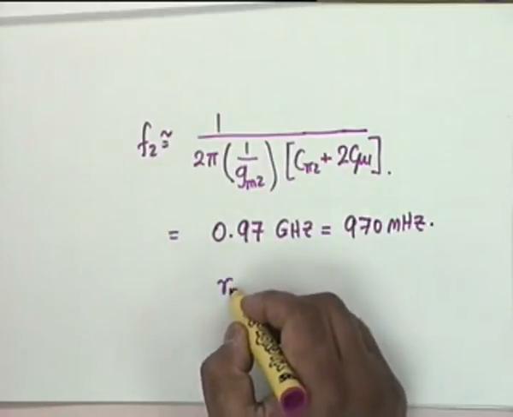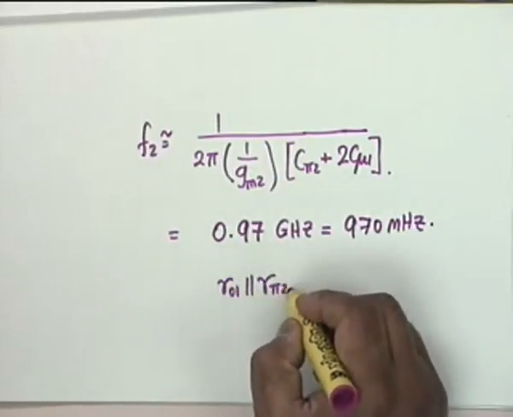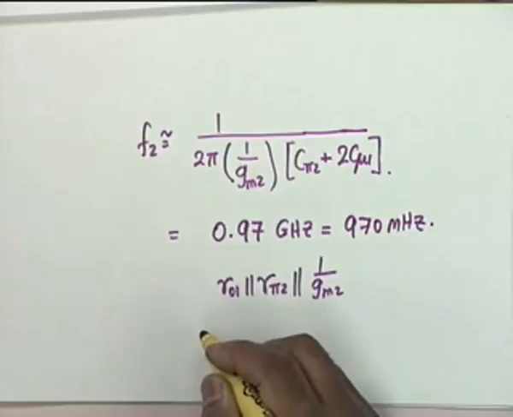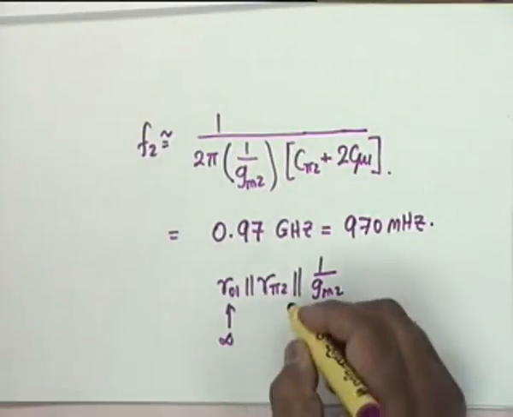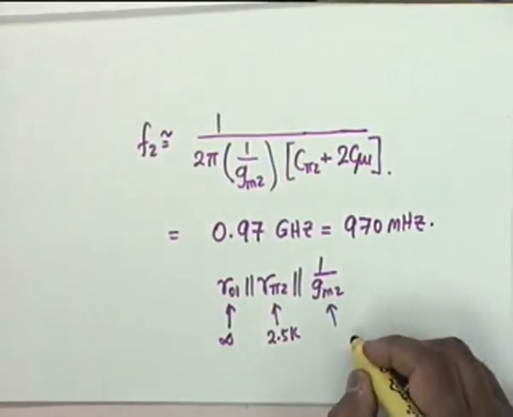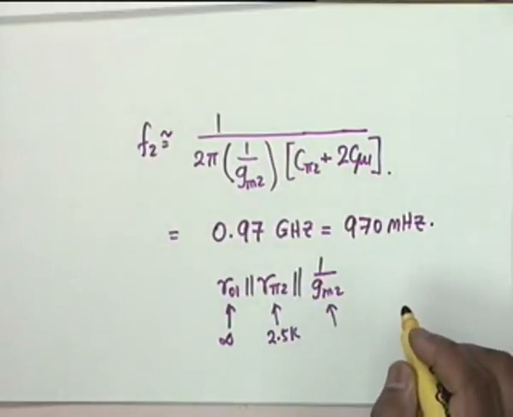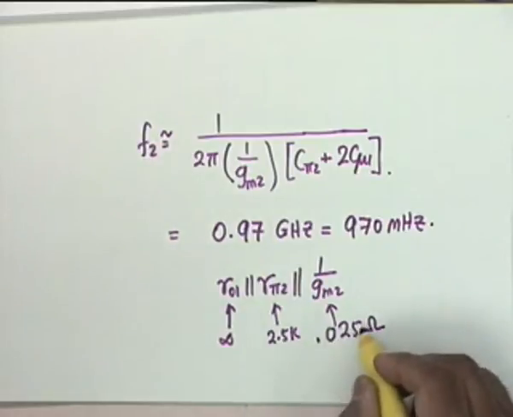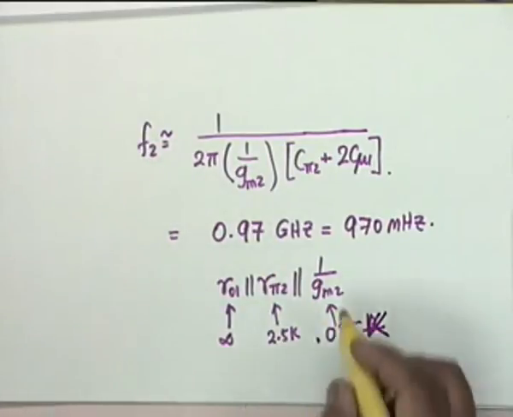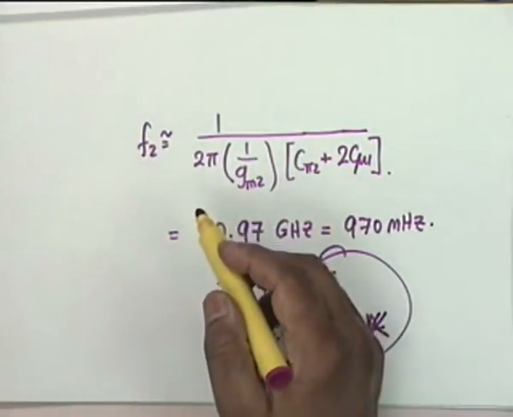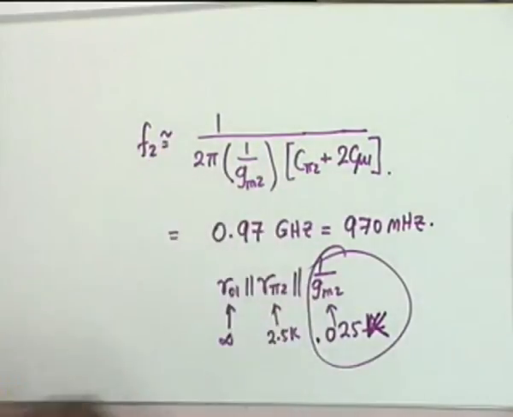Now let's see how approximate this is. Actually this resistance should be r_o1 parallel r_pi2 parallel 1/gm2. r_o1, VA is not given, so we assume this as infinity. r_pi2 is 2.5K, and 1/gm2 is 25 ohms, which is 0.025K. Don't you see that this dominates? 1/gm2 dominates. So this result, I can as well remove the hesitation. It's almost exact. Right.